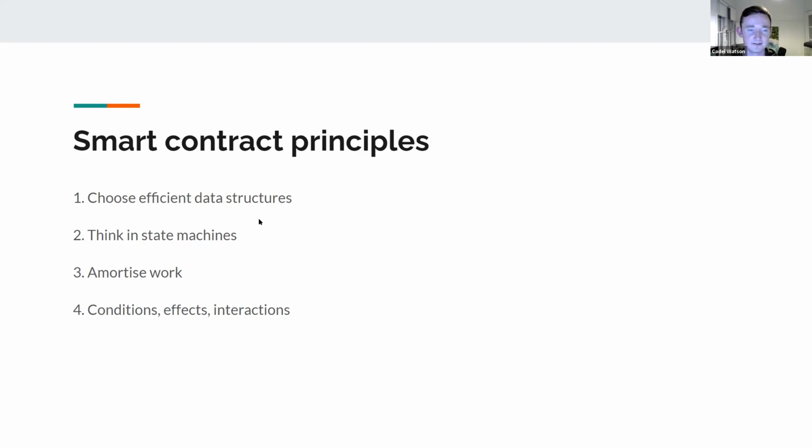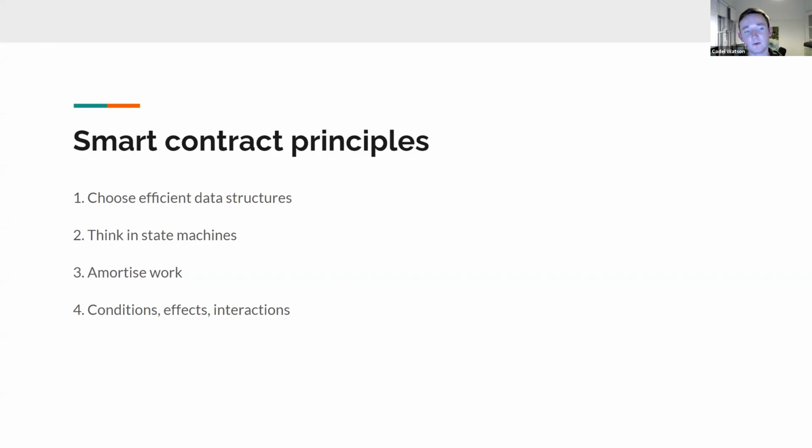Then the second point that we'll also do as an example is that most smart contracts operate like a state machine. If you're not familiar with that, I'll explain what that means. But this is a really good way of modeling the smart contracts that you're designing.